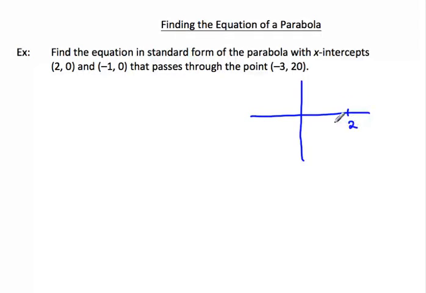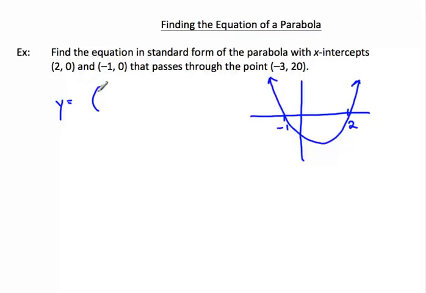If we plot the x-intercepts, there's (2, 0), here's (-1, 0). And if it's going to pass through the point (-3, 20), which will be over here somewhere, then we can tell that the parabola is going to open upwards. So it's going to be something like that. Now, because we're given the x-intercepts, we're going to start in x-intercept form.